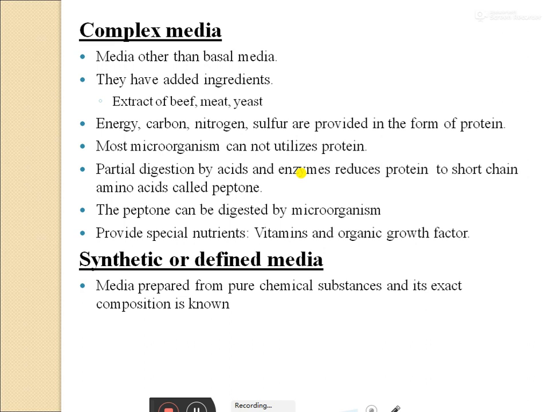The synthetic media or defined media can be defined as the media prepared from pure chemical substances and its exact composition is known. That is why they are called defined media. Their content or composition is defined. For example, peptone water is 1% peptone plus 0.5% NaCl in water.